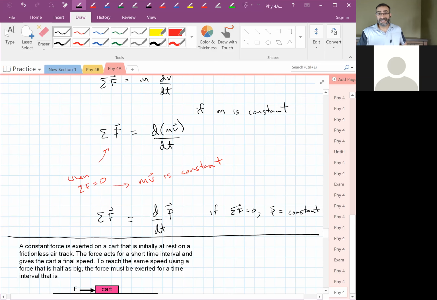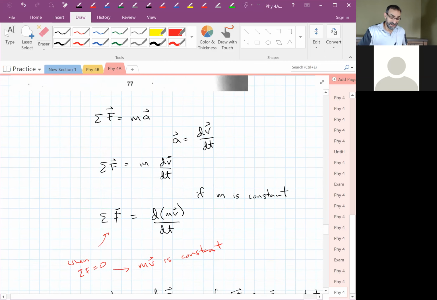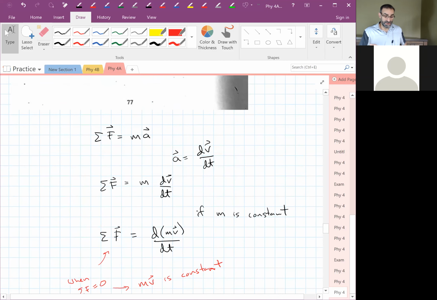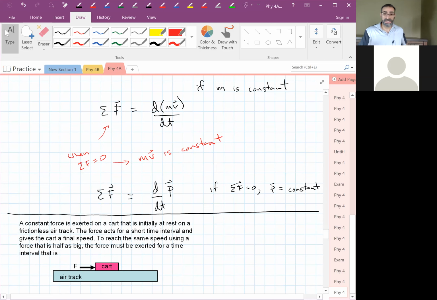Actually, this is the way Newton wrote Newton's second law. We write Newton's second law, sum of the forces equals ma. But that actually is for the mass being constant. Newton didn't write it that way. Newton wrote sum of the forces equals dp dt. And that works even if the mass is not constant.